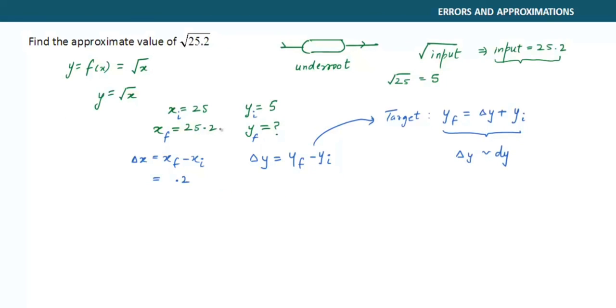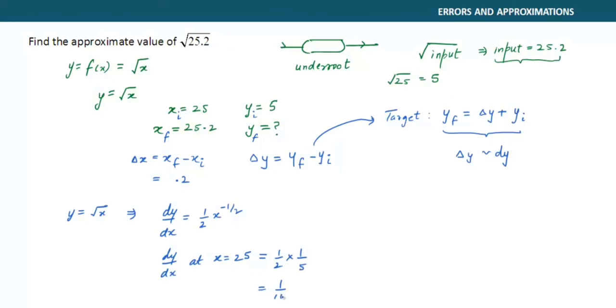Now let's turn this question in terms of derivative. We were given y is equal to root x. Let's differentiate it, dy by dx, with respect to each other. So it will be 1 by 2 x raised to the power minus 1 by 2. What will be the value of dy by dx at x equal to 25? Can you tell me? At x equal to 25, this value will be 1 by 2 upon 1 by 5, which is nothing but 1 by 10, or I can say 0.1. So we have got that dy by dx is equal to 0.1.